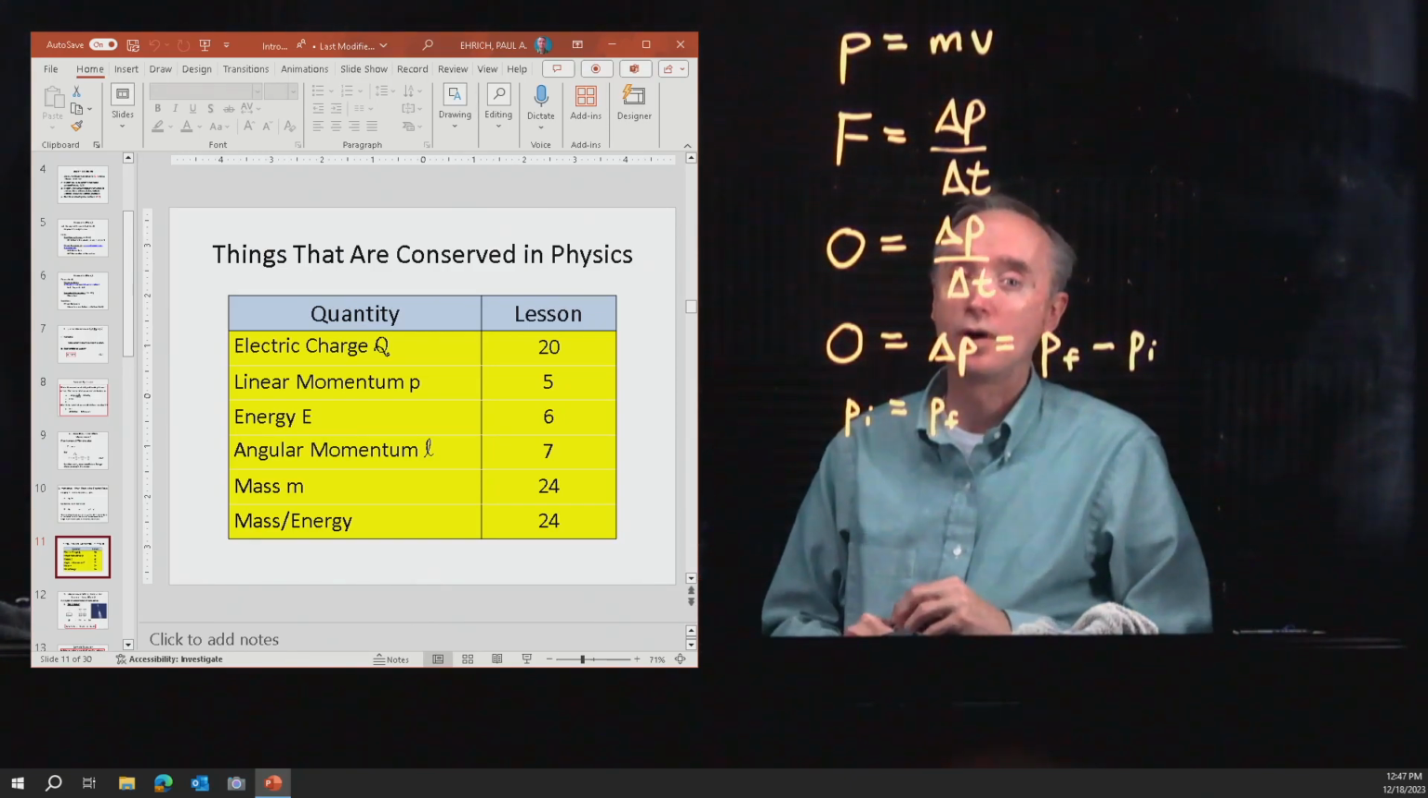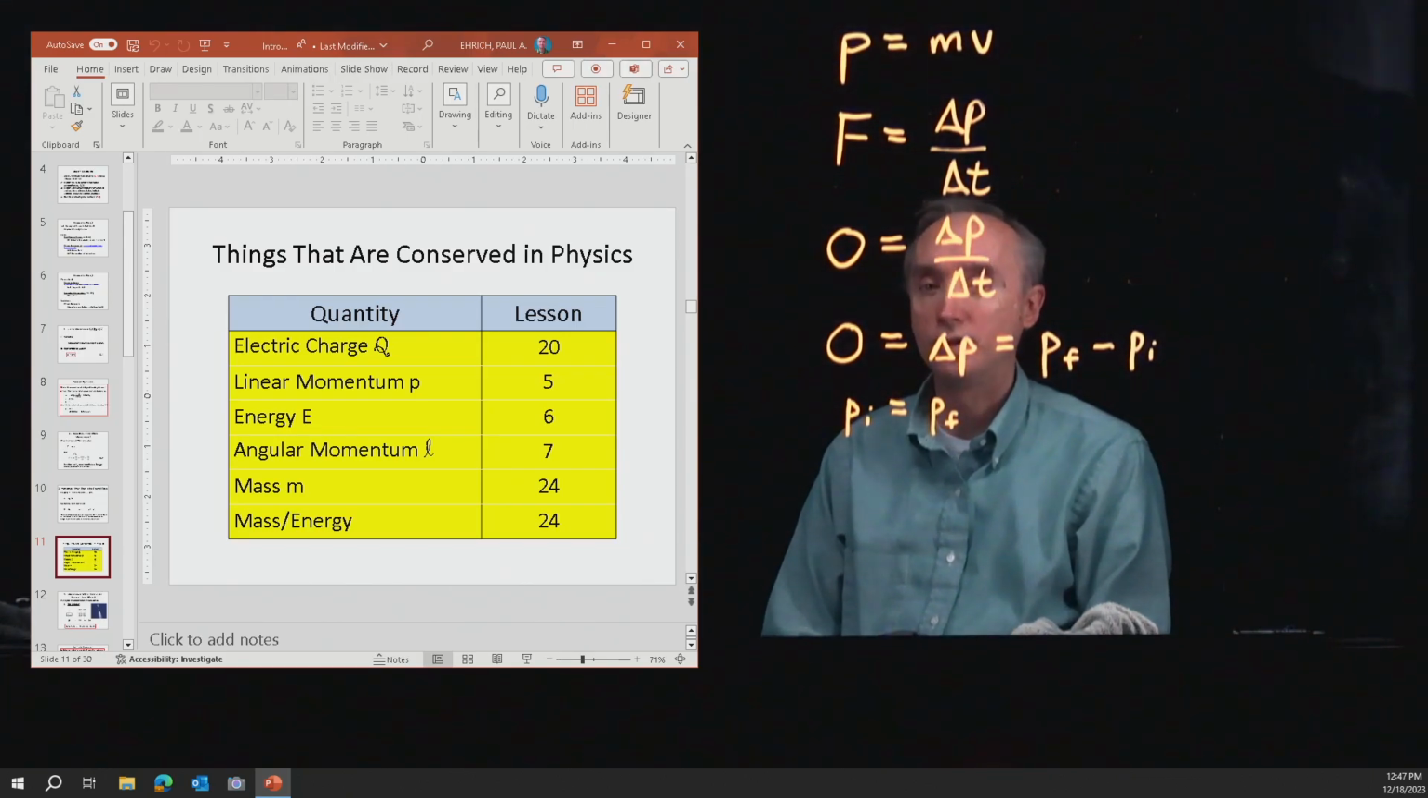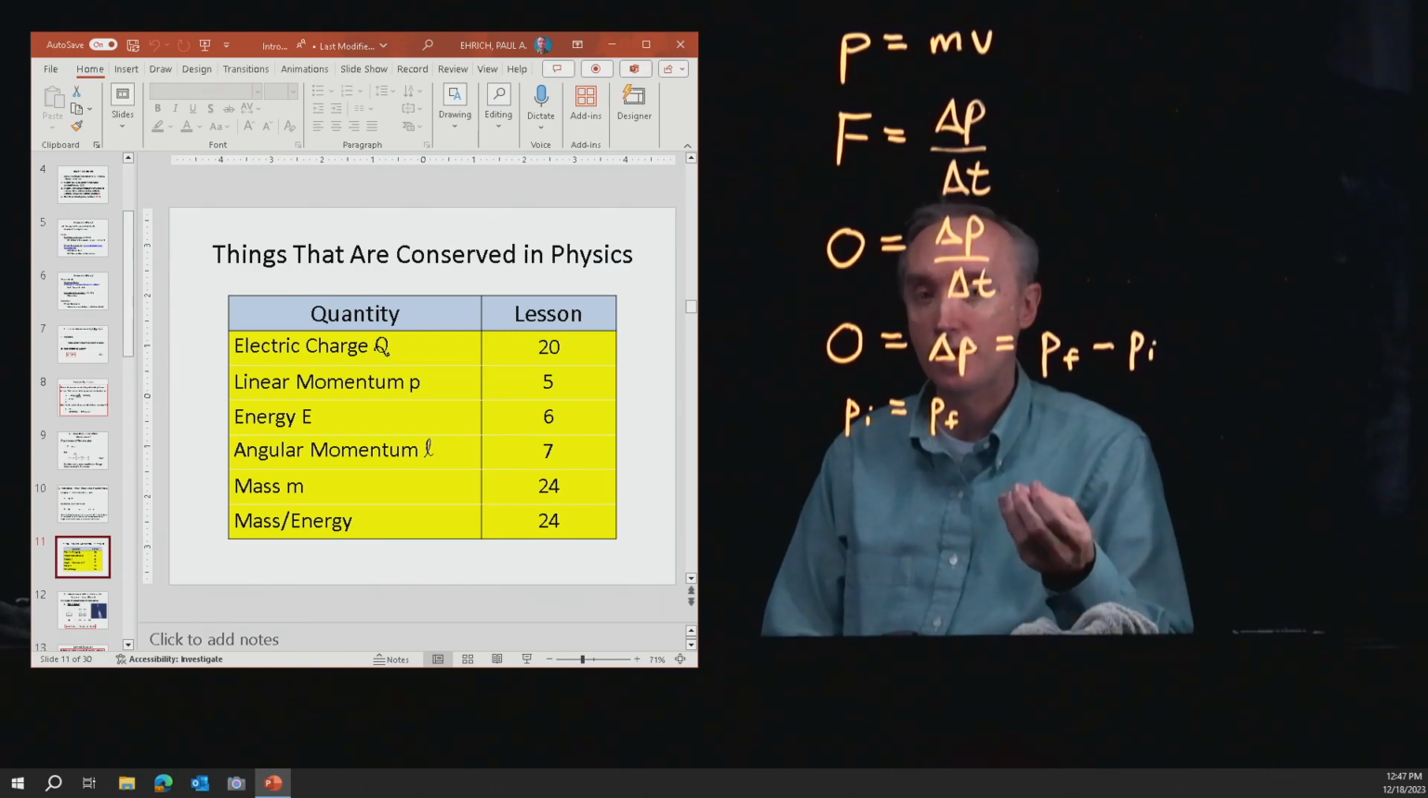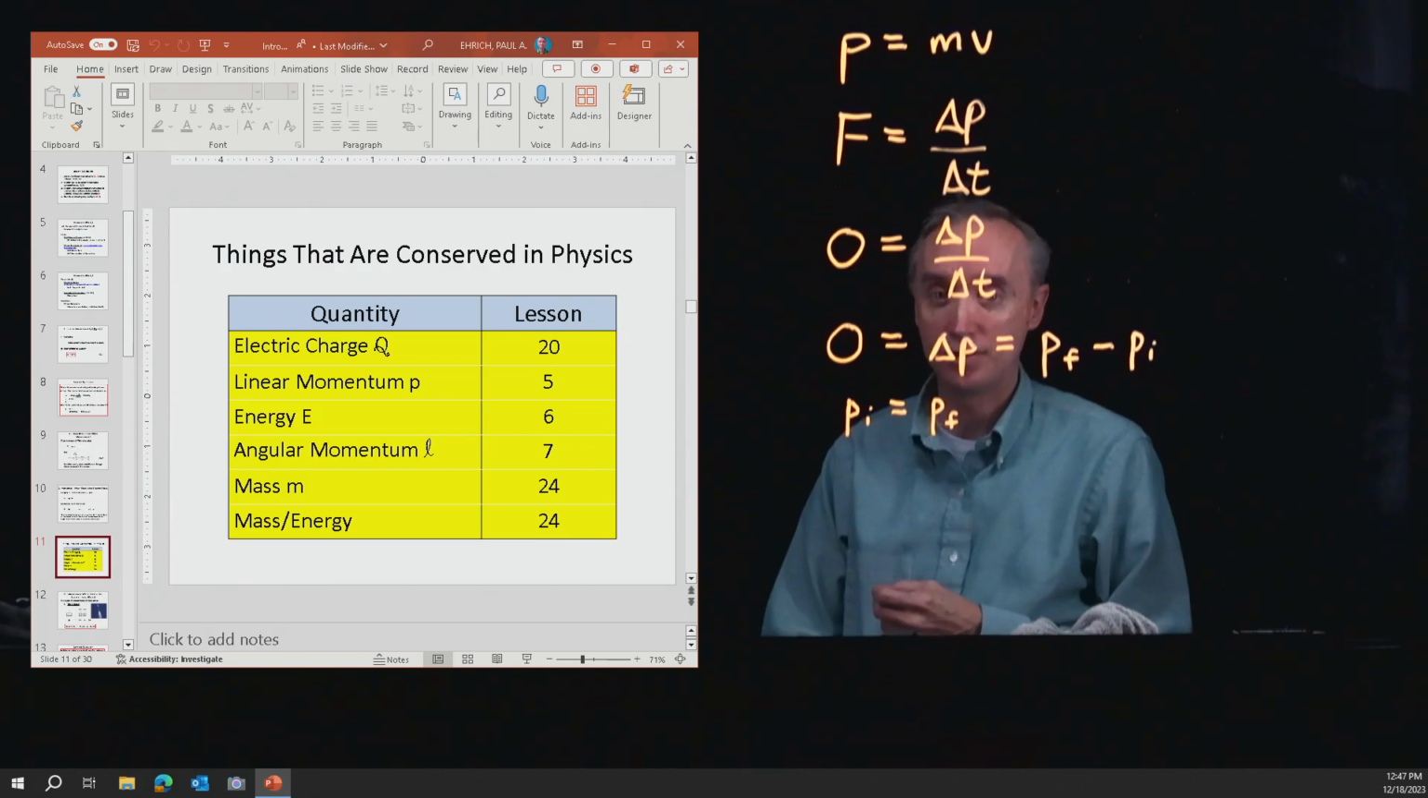But then we're also going to find out that in nuclear events, some of the mass of an object can be turned into energy, and energy can also be turned back into mass. This is according to Albert Einstein and his very famous equation, E equals mc squared. So there are other things that are conserved in physics, but these are the ones that I want you to be kind of familiar with.